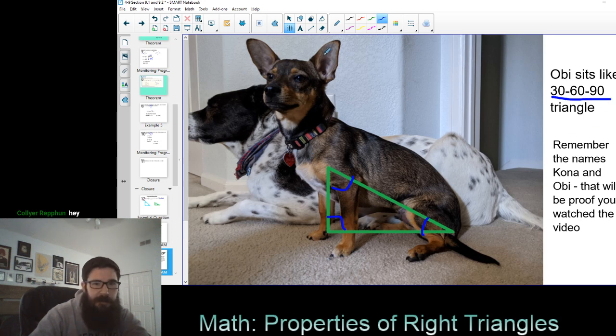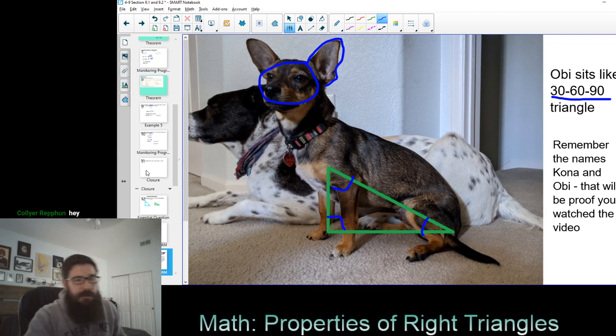I mean, look at this cute little face, too. These ears will pick up satellite stuff. You kidding me? Look at that thing compared to the size of the head. Still a little boy. All right, anyhow, those are my dogs, Kona and Obi.